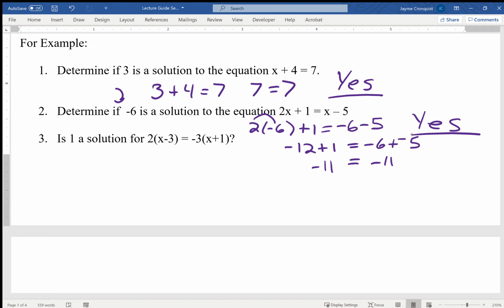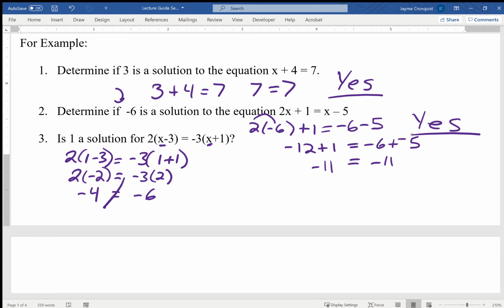Is 1 a solution? All right, so we're going to plug 1 in for the x's. So we have 2 times 1 minus 3. Is that equal to negative 3 times 1 plus 1? 1 minus 3 is negative 2. I have 2 times negative 2, which is negative 4. I have 1 plus 1 is 2. But now I have a negative 3 times that. Negative 3 times 2 is negative 6. This is not equal, therefore the answer to this one would be no.